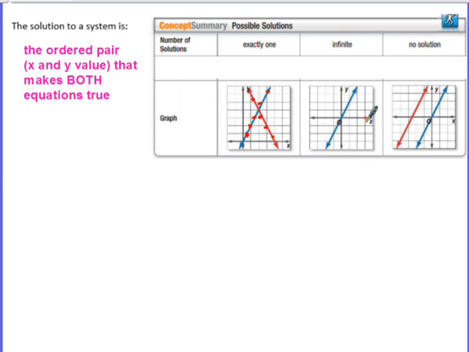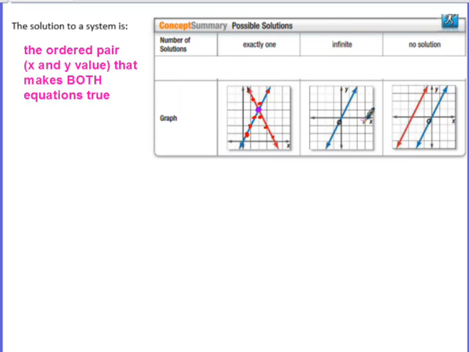But when we have a system, we want one point that will make both of them true. And the only point that is on both lines is right there. So wherever the 2 lines cross, that ordered pair is the solution to the system. Okay? So here we have 2 lines that cross and they have one solution, the ordered pair where they actually touch each other.